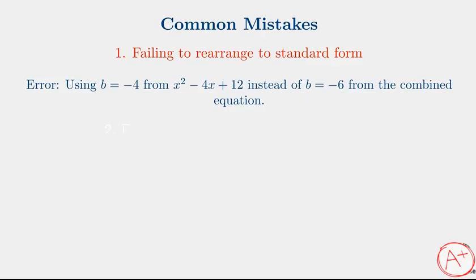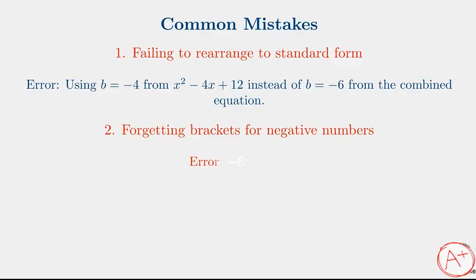Second, students often forget to use brackets when substituting negative numbers into the discriminant. In the previous example, b was -6. If you write -6 squared without brackets, your calculator or your brain might give you -36. However, any real number squared is positive. This sign error will completely ruin your final value for k.